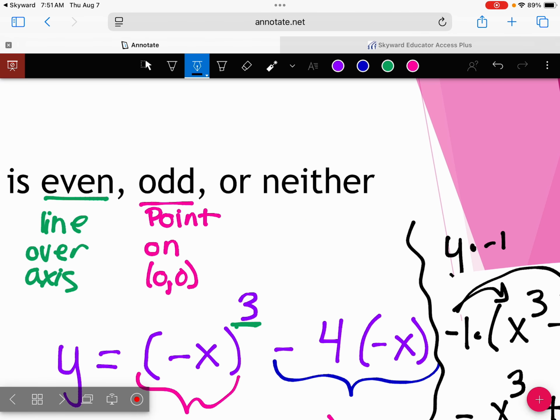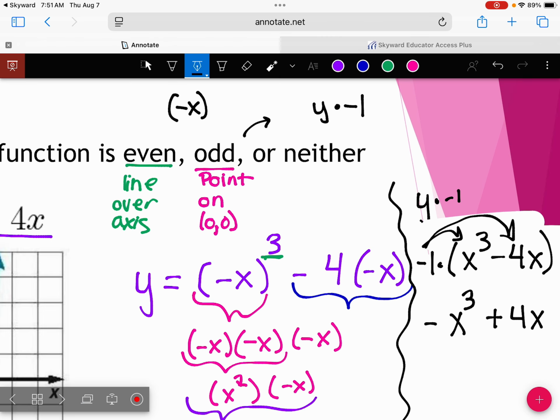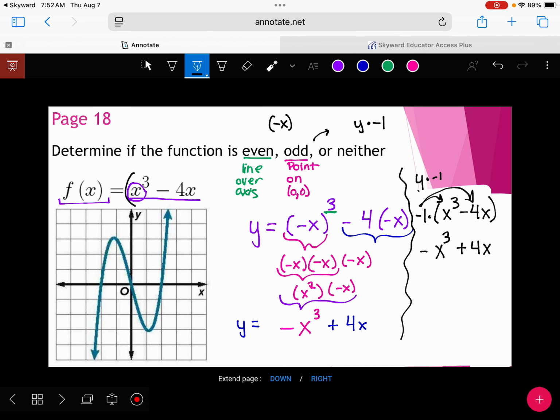So the way we're checking this, just so I can put it up here, we're going to substitute in our minus x. And then for our odd, we take our y times minus 1. So our equation, or our f of x, whatever we call it. Do these match? Yes. We got the same thing when we multiplied y by minus 1 that we did when we put minus x in. If those two things equal each other, what we have is our odd function. So this is odd.